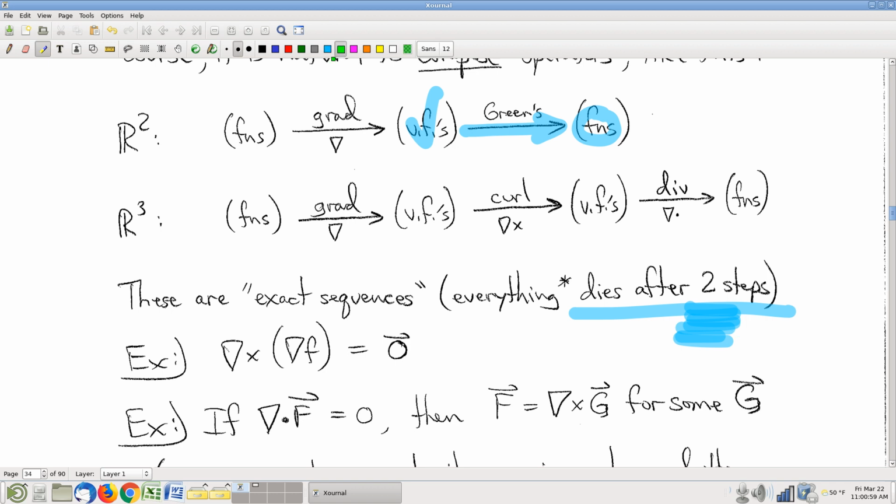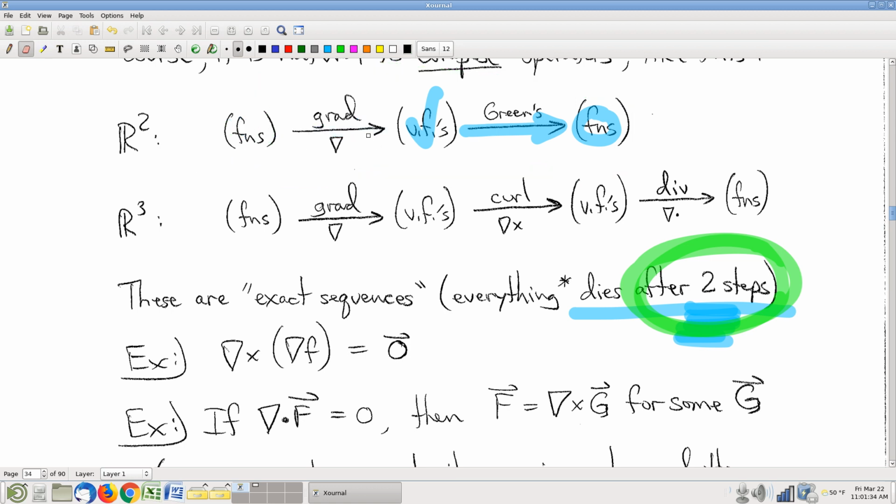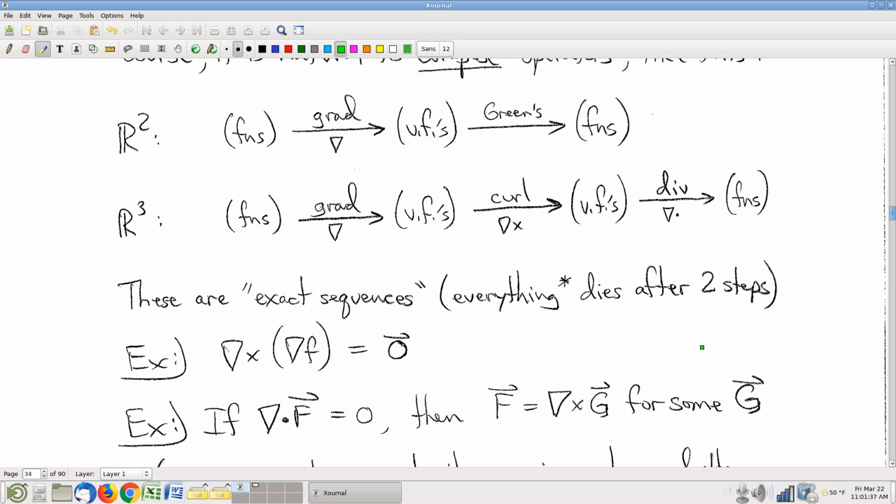So let's ask an associated question. This vector field for which Green's operator is 0, is there some real valued function whose gradient is that vector field? Well, everything dies after 2 steps. Everything has a lifetime of 2. So yeah, there has to be an associated function whose gradient is that original vector field, because when it dies at the hand of Green's operator, that needs to have represented a lifetime of 2.